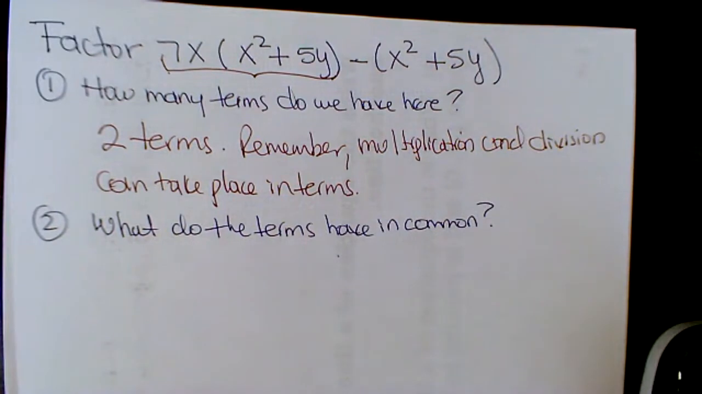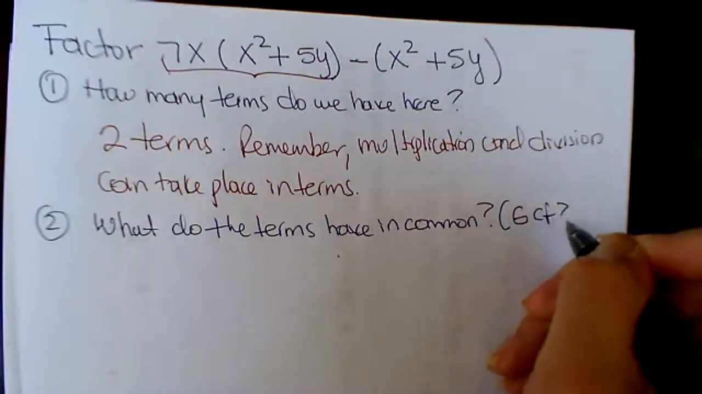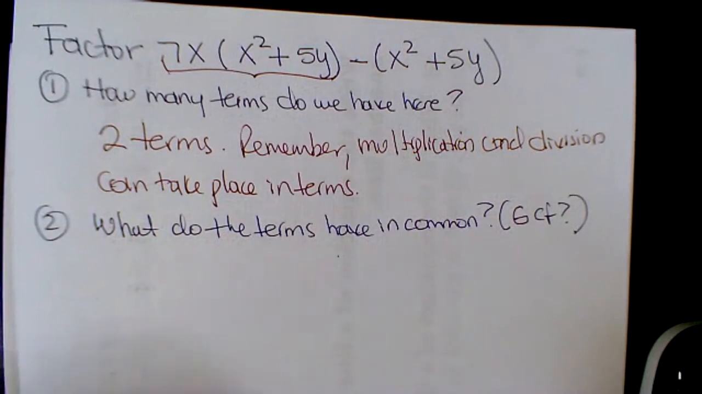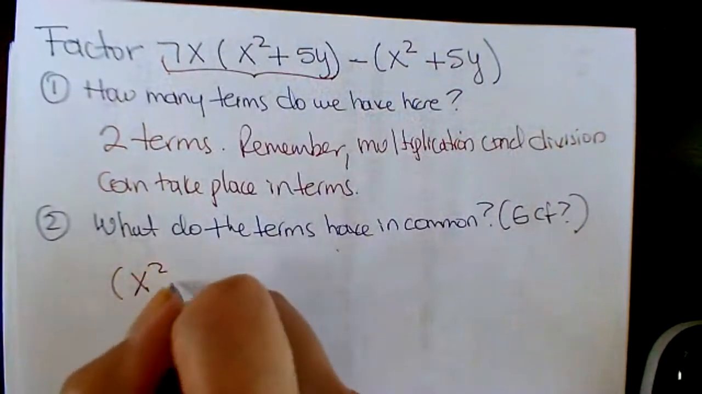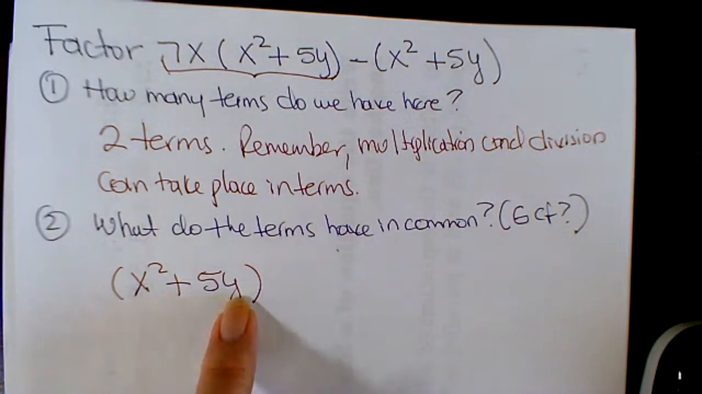What do they have in common? In other words, what is their GCF? Out of right here. So then the answer will be the GCF is what? What is on both of them? X squared plus 5y. That's my GCF.